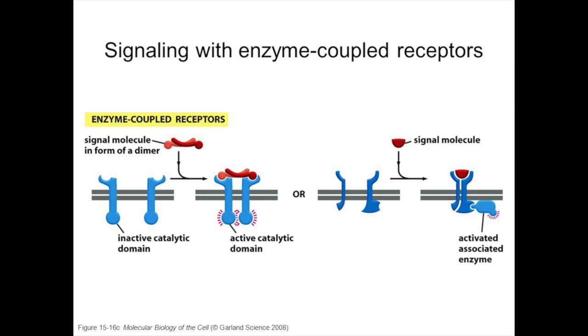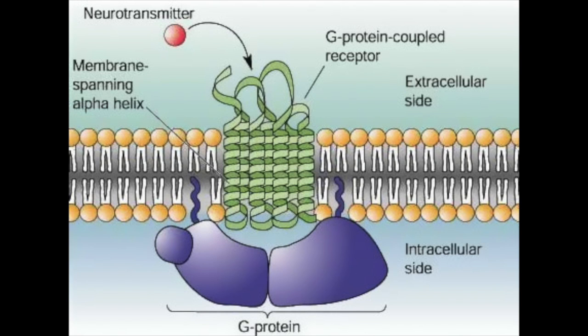Enzyme-coupled receptors, also known as catalytic receptors, are transmembrane receptors where the binding of an extracellular ligand causes enzymatic activity on the intracellular side. Hence, a catalytic receptor is an integral membrane protein possessing both enzymatic, catalytic, and receptor functions.